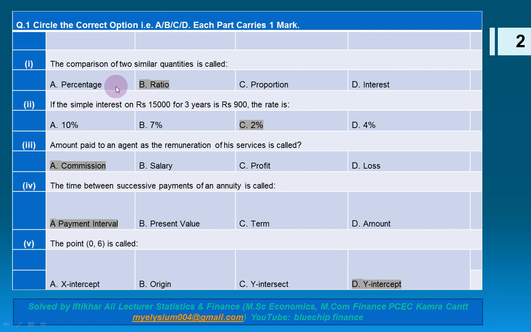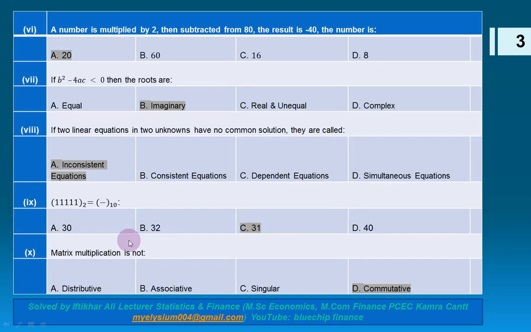The comparison of two similar quantities is called ratio. If the simple interest on rupees 15,000 for 3 years is rupees 900, then the rate is, correct option is 200. Amount paid to an agent as the remuneration of his services is called commission. The time between successive payments of an annuity is called payment interval. The 0.06 is called y-intercept.